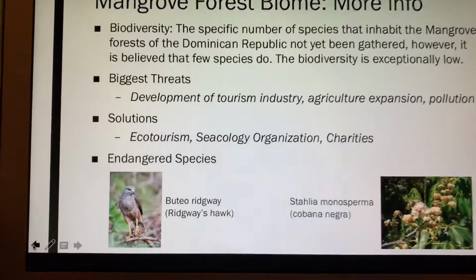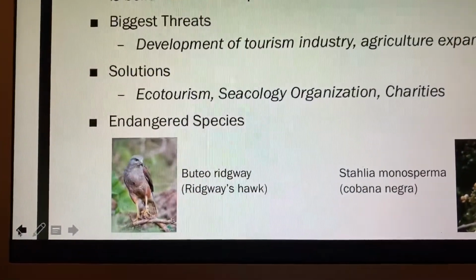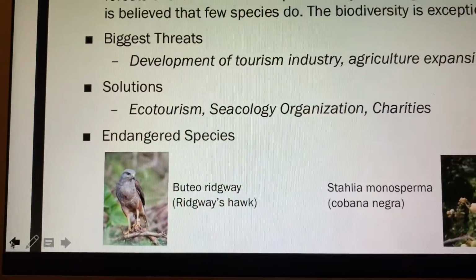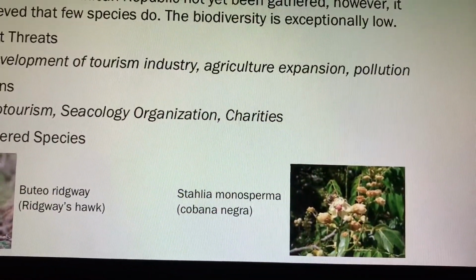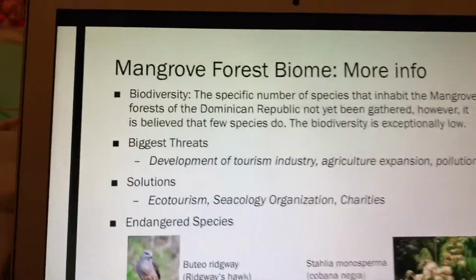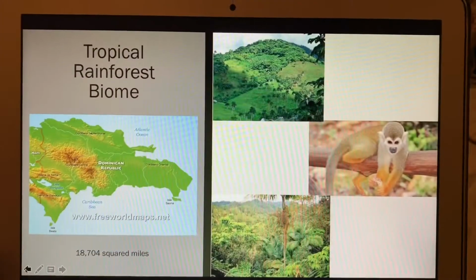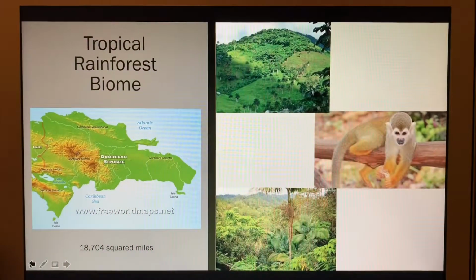And then the endangered species of the mangrove forest include the Buteo ridgwayi, the Ridgway's hawk, and then the Carbonera negra. So that's what that looks like. The last biome is the tropical rainforest biome.